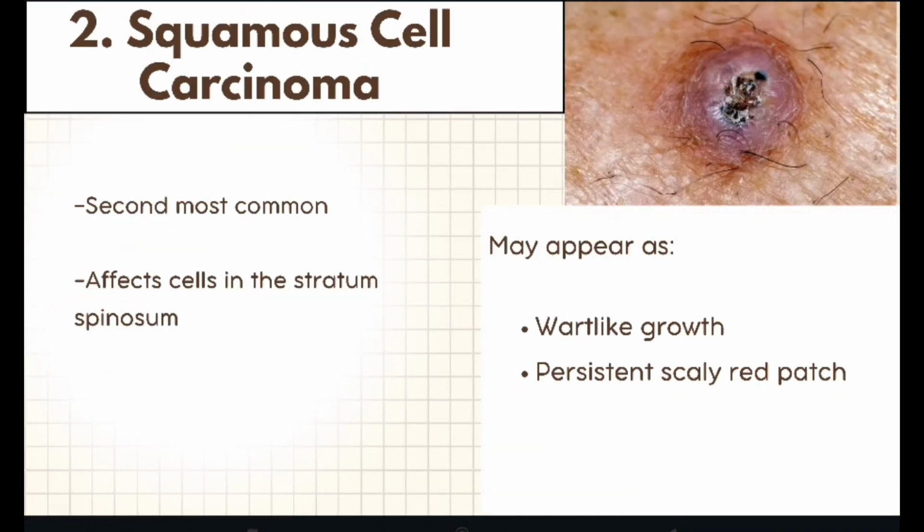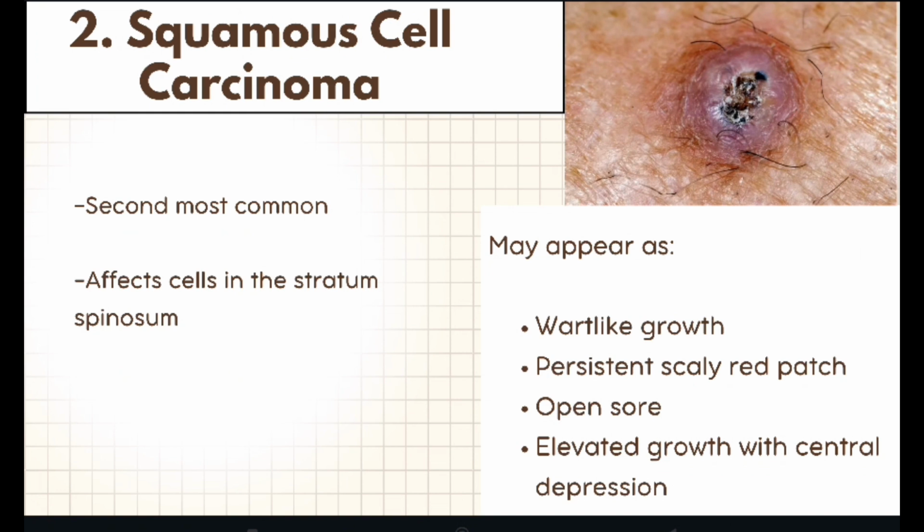Squamous cell carcinoma. This is the second most common type of skin cancer that arises from the squamous cells in the outer layer of the skin, and it affects the cells in the stratum spinosum. This can resemble a firm red nodule, may also be a rough and scaly flat lesion. This might hurt or bleed or become crusty. Also, the squamous cell carcinoma can grow and spread if not treated promptly.